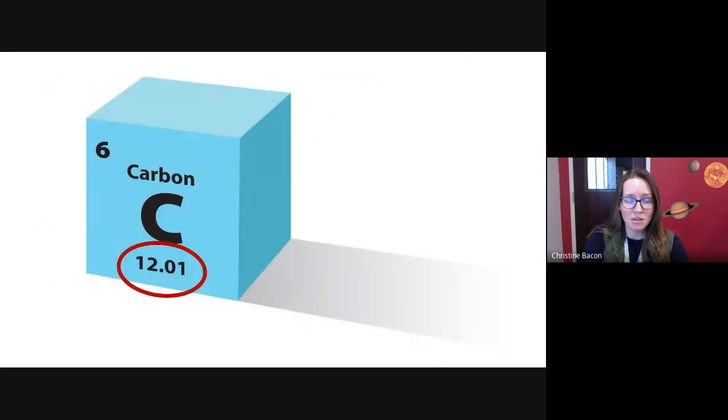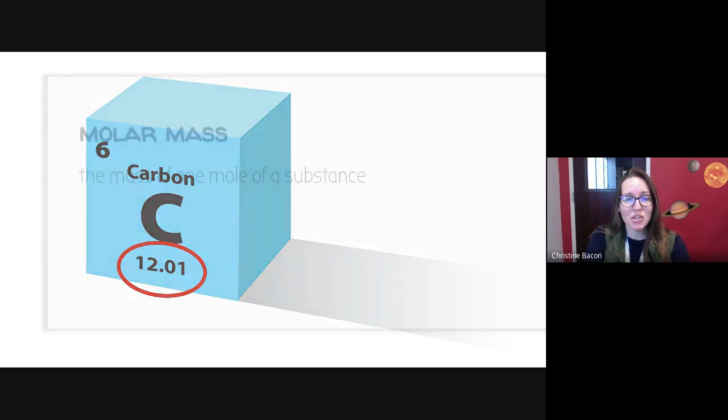So for instance, we have carbon. Its atomic mass is 12.01. That's the average mass of the protons and neutrons in that element. But we can also use that number with the grams unit instead of AMU, or u, to express its molar mass. So this number also tells us in grams how much a mole of that substance weighs. So if we have 602 hexillion carbon atoms, it would weigh 12.01 grams. So that's how we use that information.